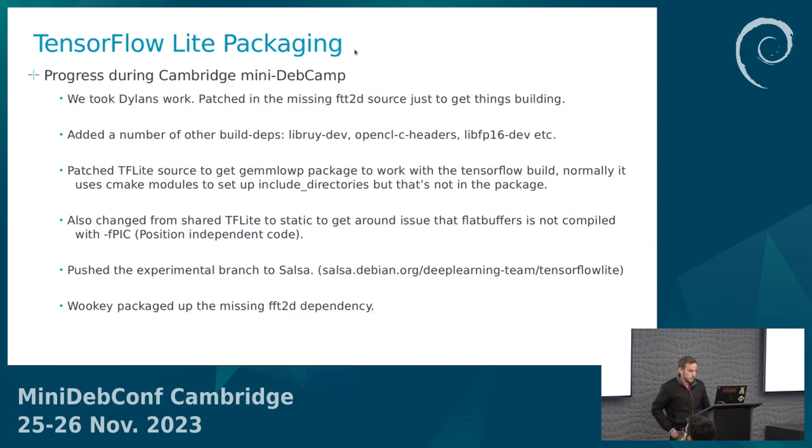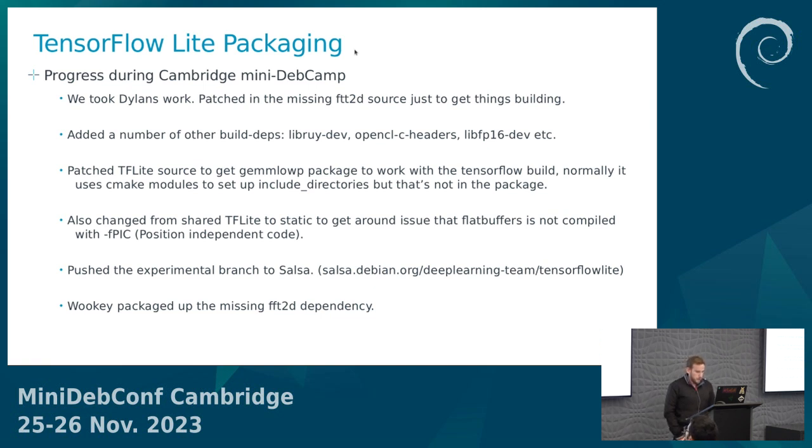So just during the last 2 days, we picked up his work and we patched in some missing dependencies, I think it's FFT2D, actually, into the source because it isn't packaged yet, but Wookie went ahead and packaged that, and we added a number of other build dependencies. As well as that, we adjusted the source to match this gem low P package, because normally it uses CMake modules to set these include directories, but the CMake module isn't in the package, so I just patched it to make it work for now.